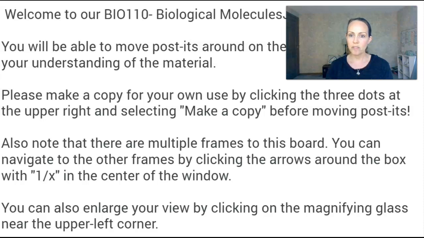So first we are covering carbohydrates, fats, and phospholipids in this lecture, and DNA, RNA, and proteins in the next lecture. So again, make a copy of your Jamboard so that you can move things around without moving stuff around for other people, and then work through. I'll take pauses, and I will allow you to move things around to see if you have an understanding before I give you the answers.